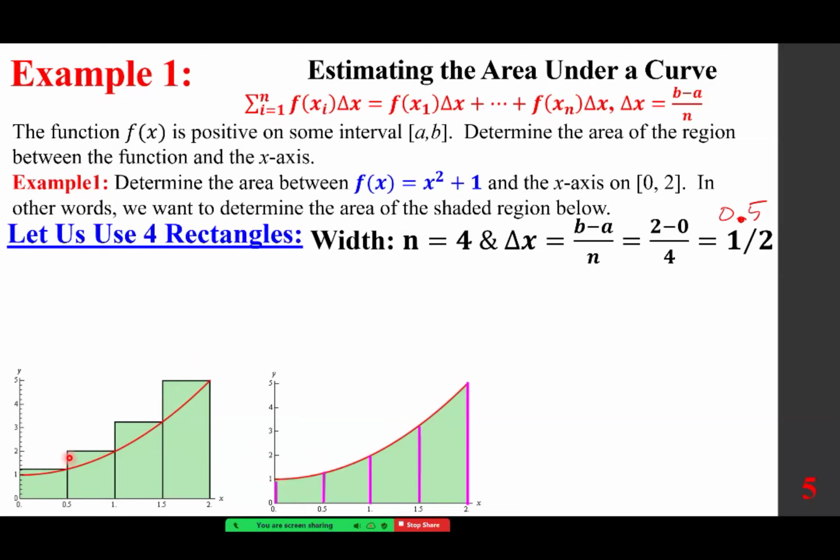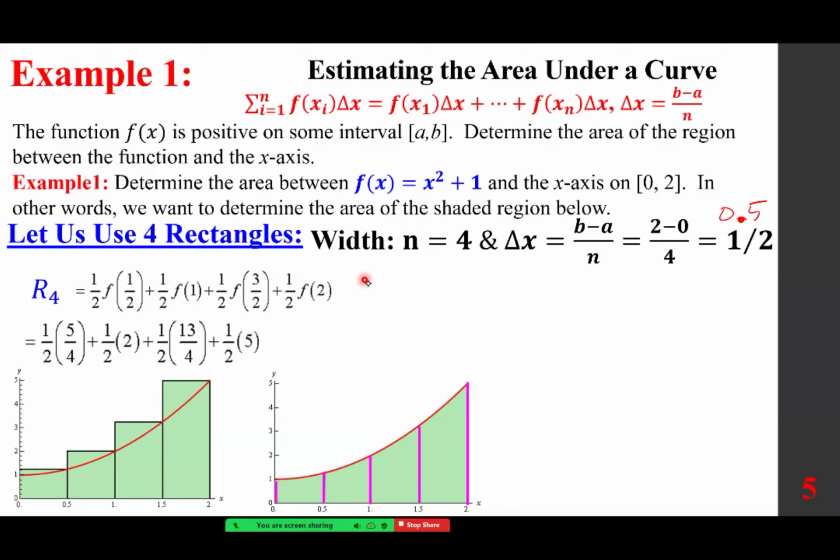In this one, we're going to use f of this point, which is f of 0.5 or 1/2. For the second one, f of this point or f of 1. For the third one, f of 1.5 or 3/2. For this one, f of 2. And for example, what is f of 1/2? 1/2 squared is 1/4 and 1 is 5/4. f of 1, 1 and 1 is 2. 3/2, when you square it, 9/4 and 1 is 13/4. And if you plug in 2, 2 squared is 4 and 1 is 5. And so this is the area of the first piece, second piece, third, and the fourth. They add up to 5.75.